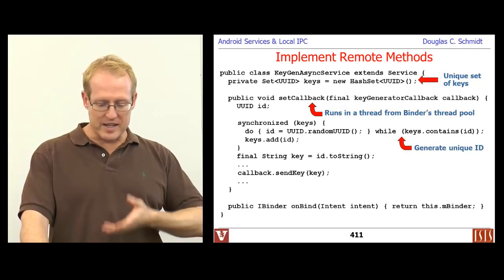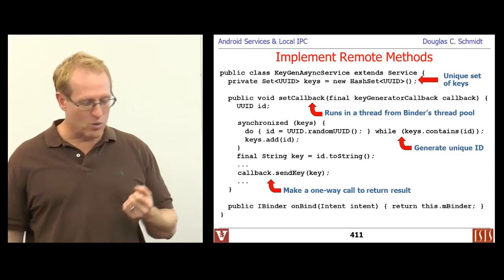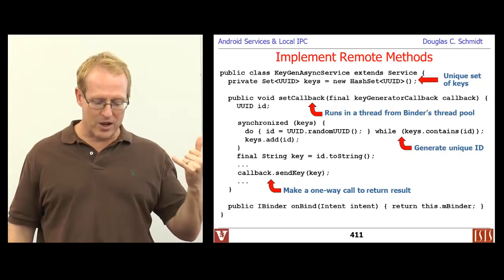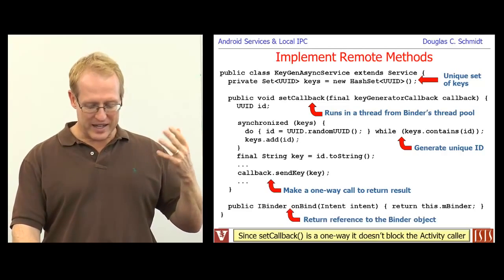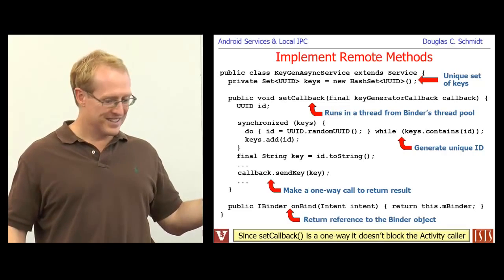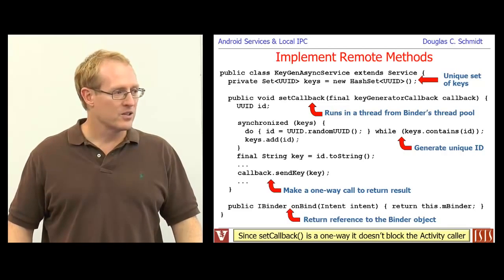We generate the unique ID as we did before. And then at some point, we're going to take that callback and we're going to say callback send key. And of course, that is a one-way call as well. So that one-way call is going to be used to send the data back over to the client.